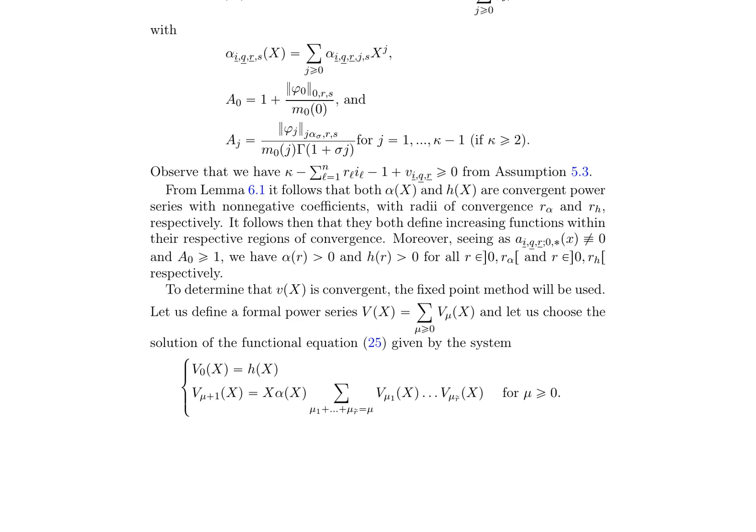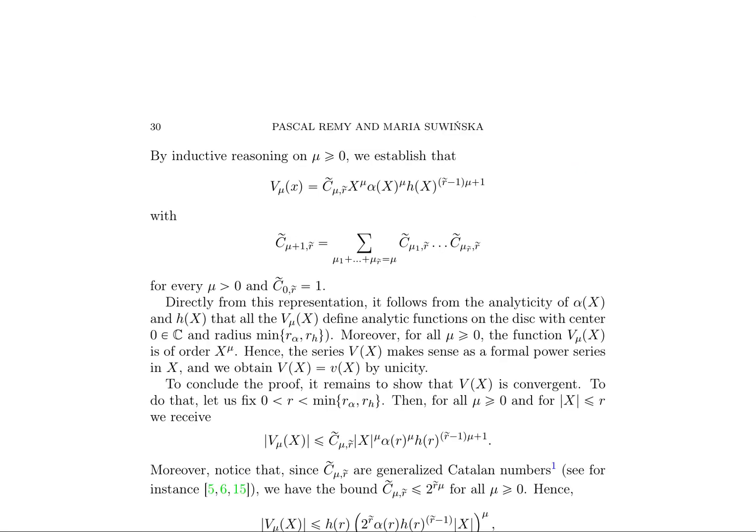The coefficients of these power series are non-negative, and they define increasing functions within their respective regions of convergence. By applying the fixed point method, a formal power series V(x) is defined, which is a solution to the functional equation, 25. It is shown that the formal series converges to V(x) by uniqueness. Furthermore, the functions are analytic on a disk with center 0 and radius min(r_alpha, r_h), and they are of order x^mu.